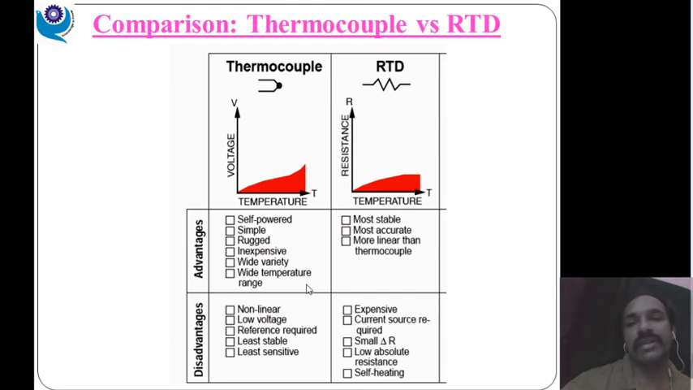Thermocouple versus RTD. This is a slide where we can see a simple comparison between thermocouple and RTD, right? These are the advantages and disadvantages. Already all these points we have covered in the previous slides. This is a short summary of the thermocouple versus RTD. So thank you very much.